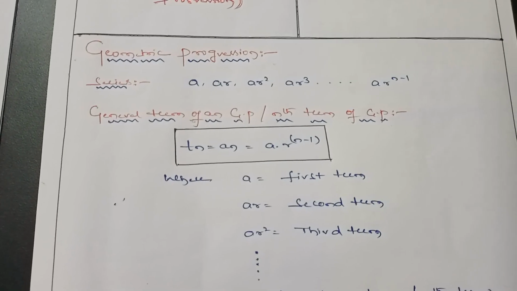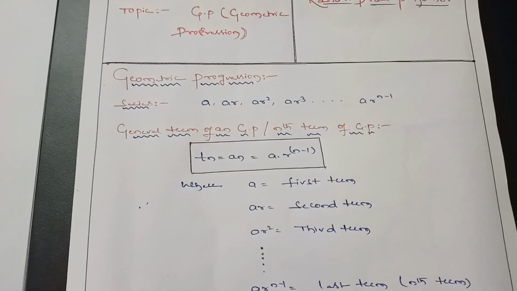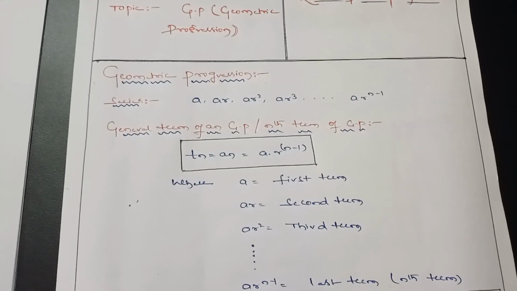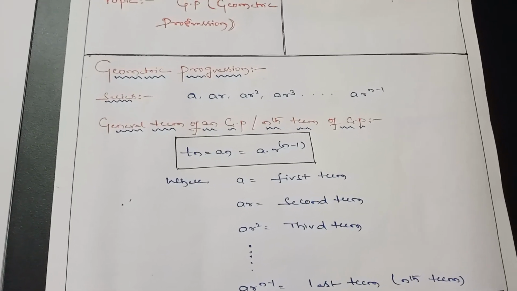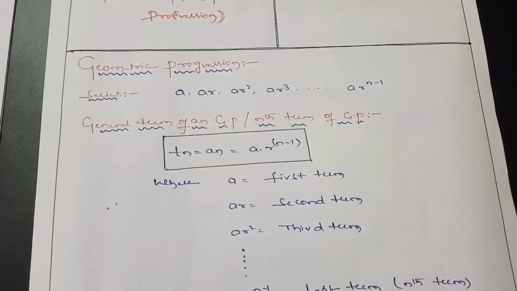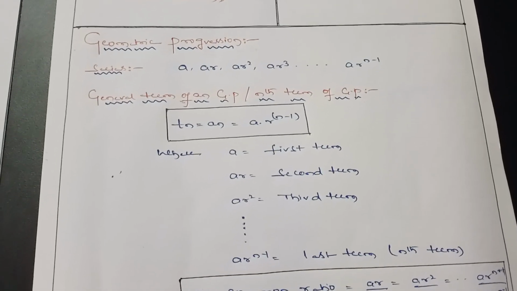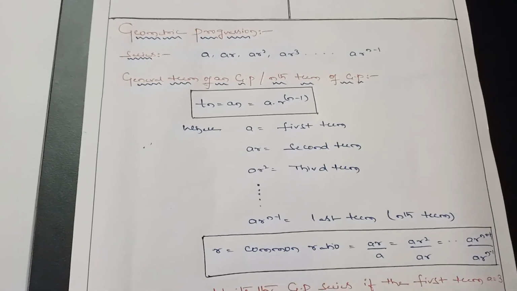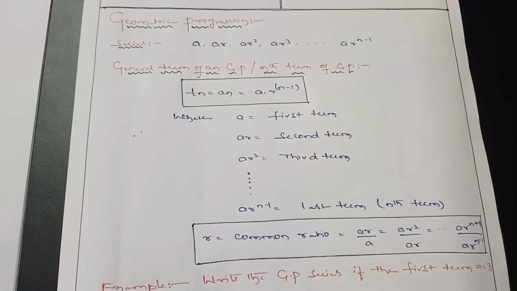In geometric progression the series will be in this way: A, AR, AR square, AR cube, AR power n minus 1, AR power n. So what is the general term? It is the nth term of a GP. So Tn equals A into R power n minus 1, where A is the first term, AR is the second term, AR square is the third term, and so on, and AR power n minus 1 is the last term.